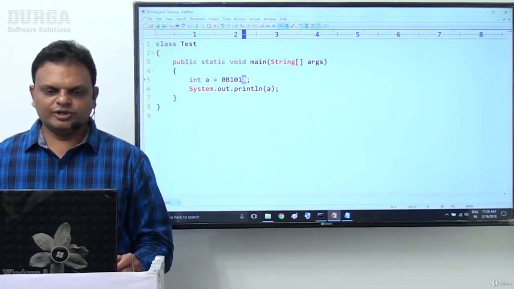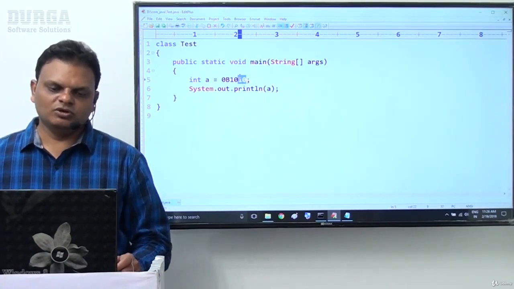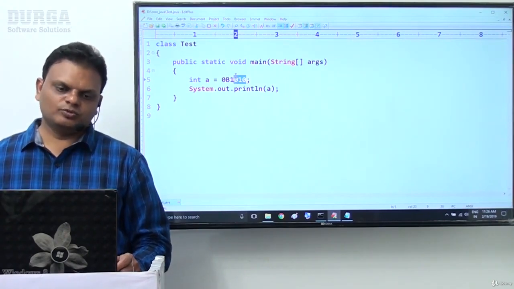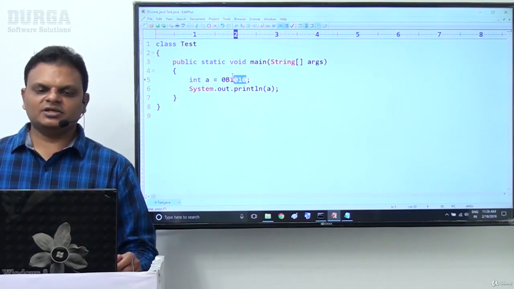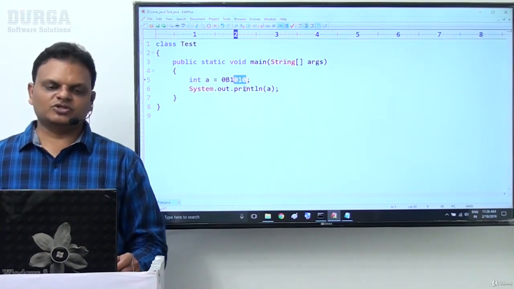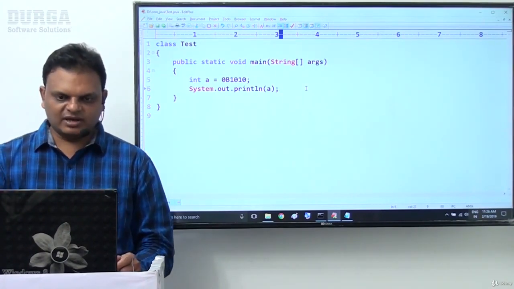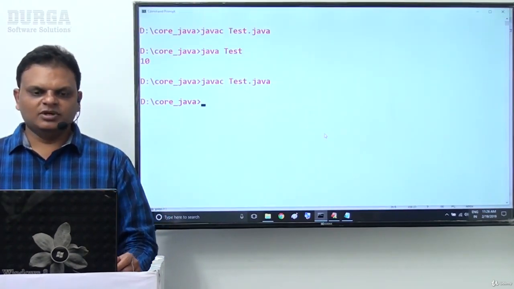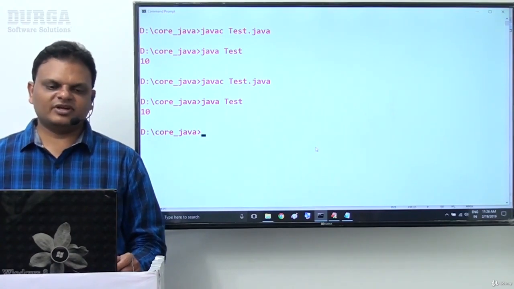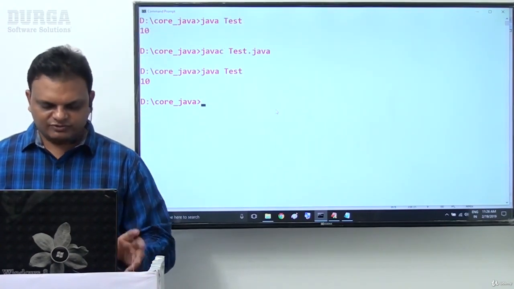Why? Because 0 into 2 power 0, 1 into 2 power 1, which is 2, 0 into 2 power 2, and 1 into 2 power 3. 1 into 2 power 3 is 8, and 1 into 2 power 1 is 2. 8 plus 2 is 10. 10 is the value we get directly. It's okay sir. Now we are compiling this program and getting 10 as the output. Good. Here the twist is which one?